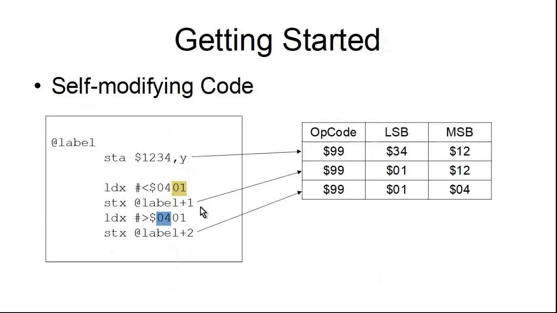On these instructions over here, similar to the last example, I'm going to get the low and high bytes and store them into a register. However, this time, I'm going to include what's known as a label.